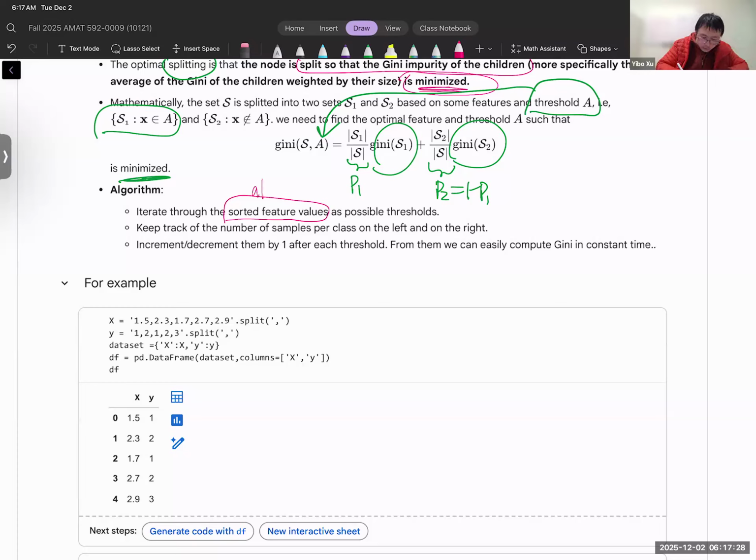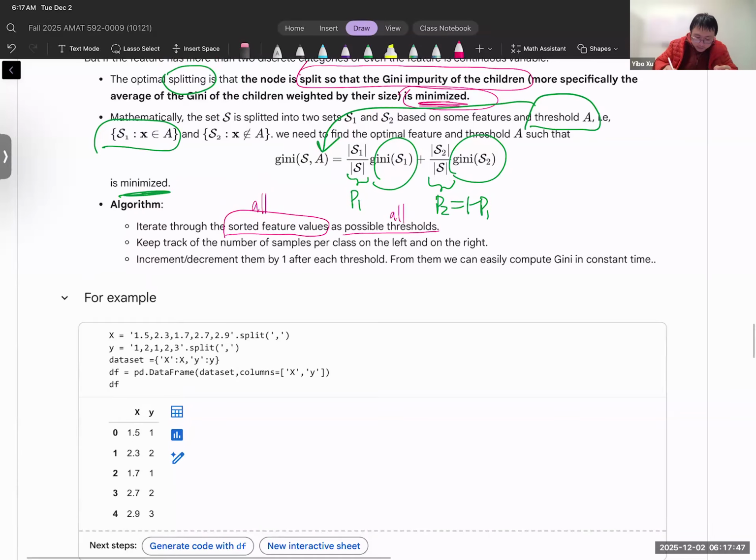So you need to sort all the feature values. And then for all the feature values, essentially you will need to think about all the possible thresholds. On the left hand side and right hand side, keep track of the samples.